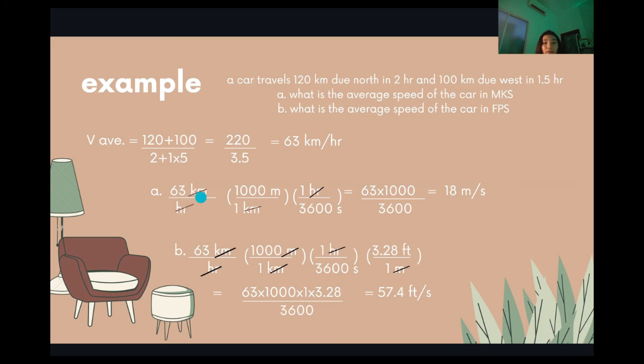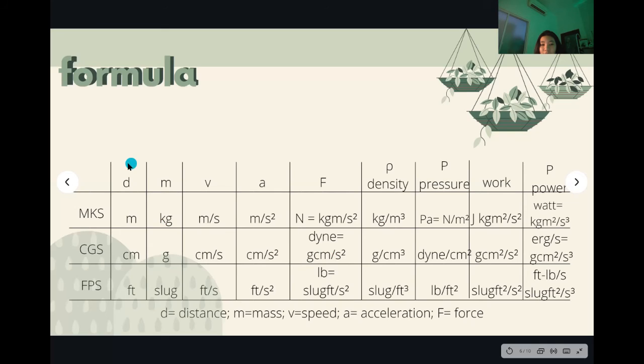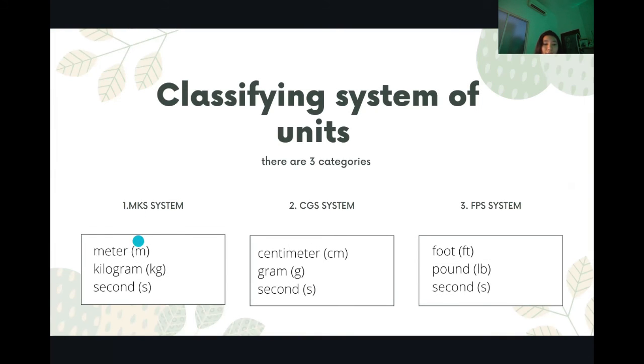So now we count the average speed of the car in MKS. We found the average speed. The average speed is 63, and now we convert it to MKS. We use meters per second in MKS and we use feet per second in FPS because of the MKS system and FPS system that I said just now: length, mass, and time. We use length and time now. So it will be meters and seconds, while FPS will be feet and seconds.